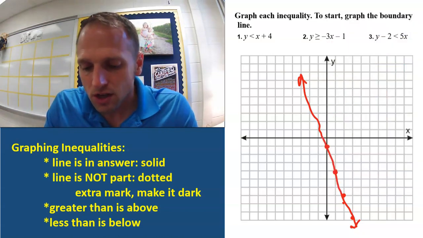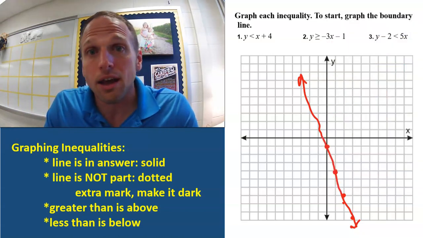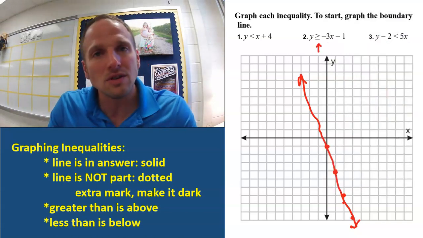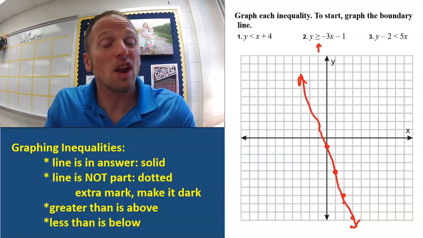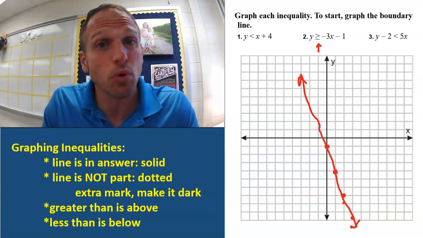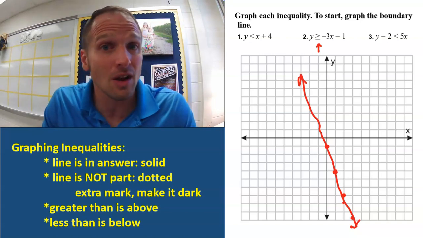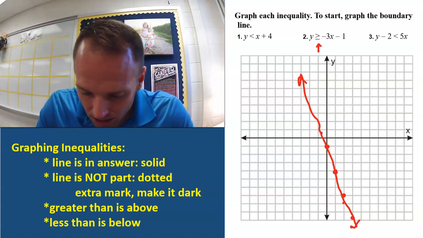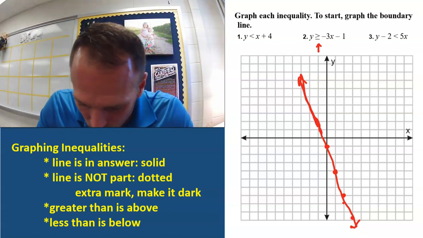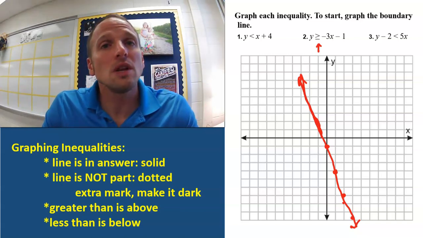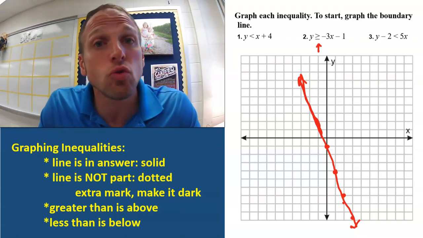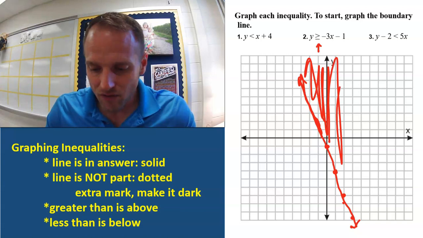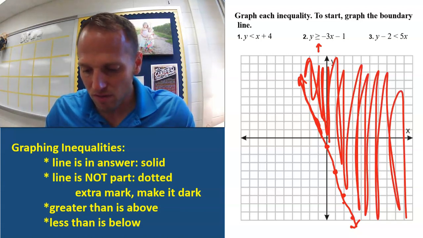Okay, next, should this be a solid or dotted line? Looking at the sign right there, there's the extra mark, so we make it dark, right? Greater than or equal to, so this line is actually a part of our solution. Any ordered pair that's on that line will make this inequality true. So we're going to keep it solid. Last step, we need to shade. Do we shade above or below? Well, the sign is greater than, and greater than means above, so we're going to shade everything above that line.